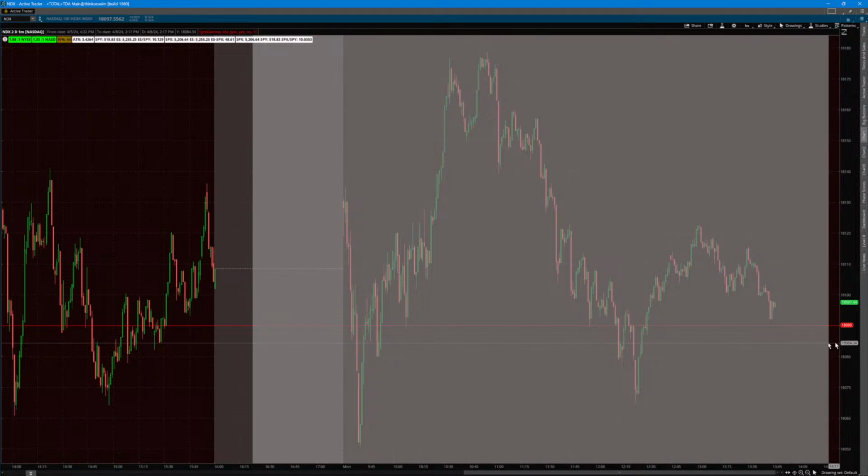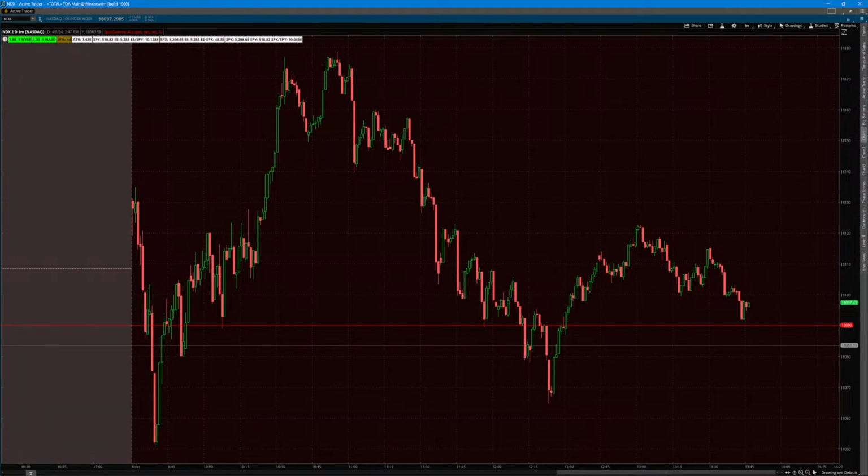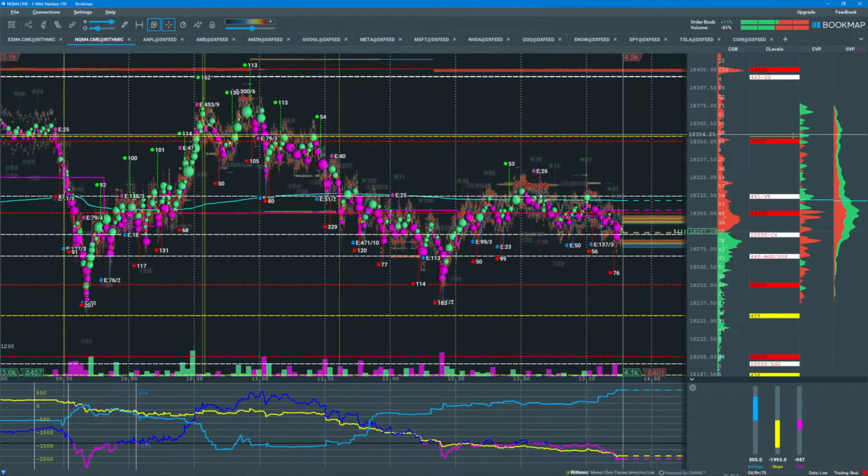NDX today, the only level in play is this 18,090 level. That's a combo 4 level. Combo levels combining, in this case, NDX and QQQ, gamma weighted open interest, into one combined level. And here shown in terms of an NDX price. All right, let's go back to NQ now. Levels in play.